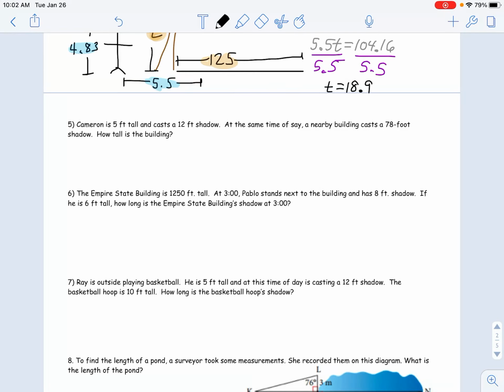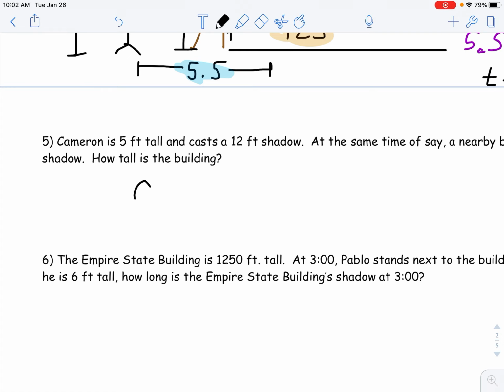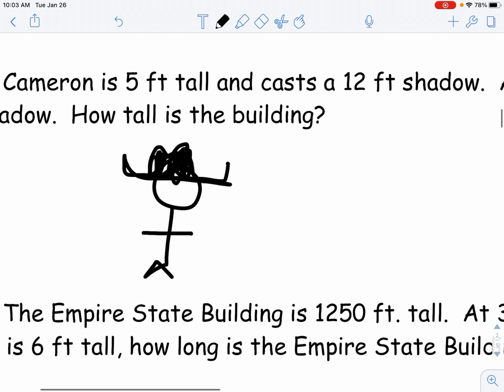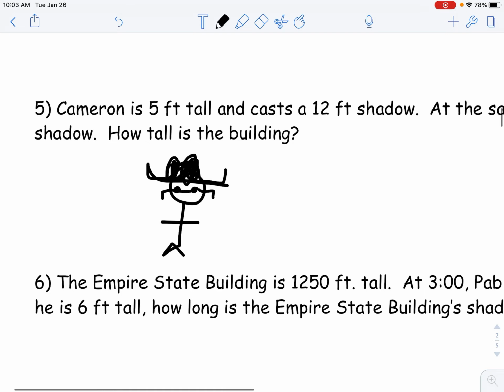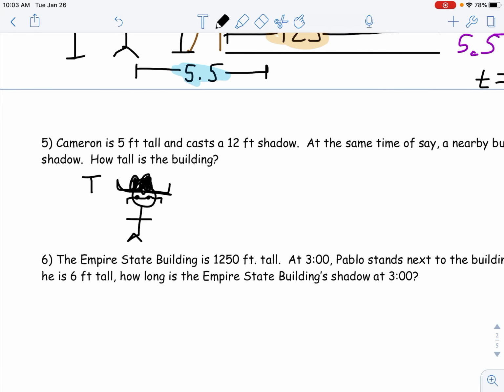All right, picking up right where we left off. Cameron is 5 feet tall and casts a 12-foot shadow. So here's Cameron. He's got a cowboy hat on, and some sunglasses. Cameron's got some good drip. Cameron's also not that tall, he's only 5 feet tall. But he's got a 12-foot shadow, I guess. That's pretty cool. The shadow's 12 feet.